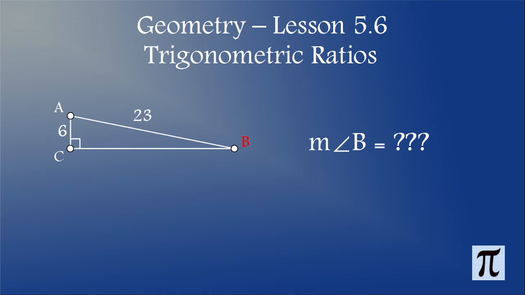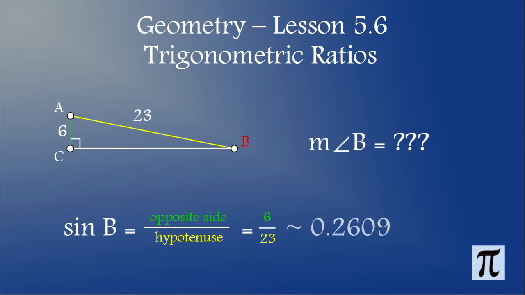The question here is, what is the measurement of angle B? Well, we know that the sine of B will equal the length of the opposite side over the hypotenuse. So that is 6 over 23. And that gives us roughly 0.2609.